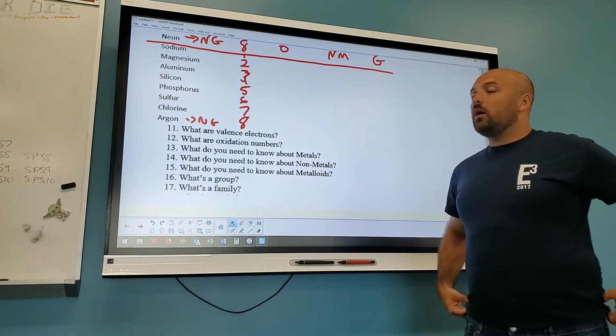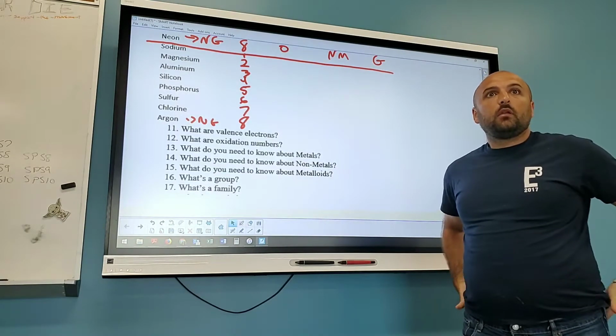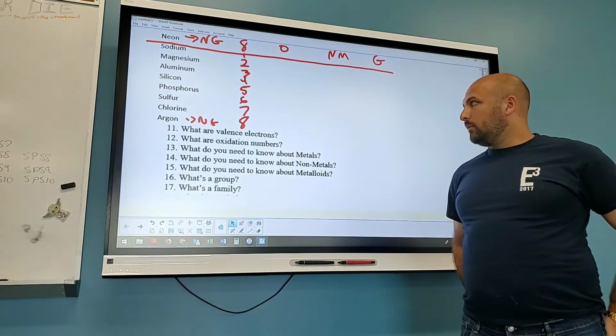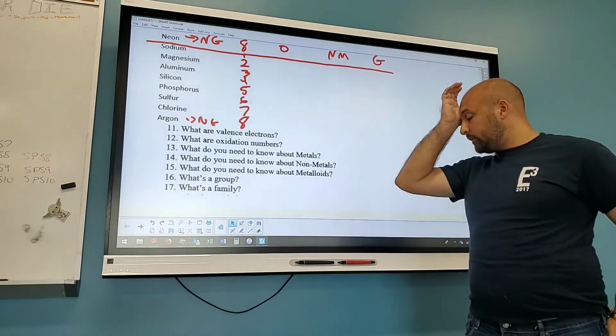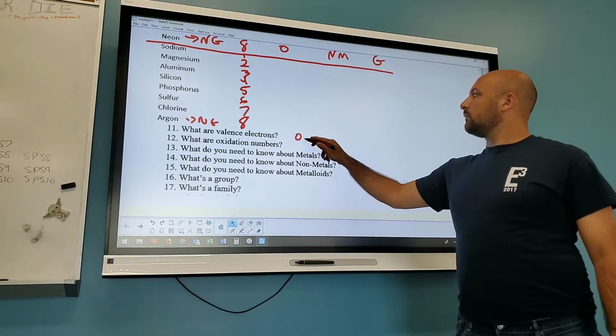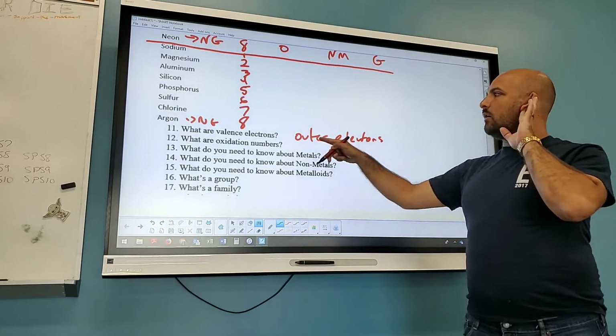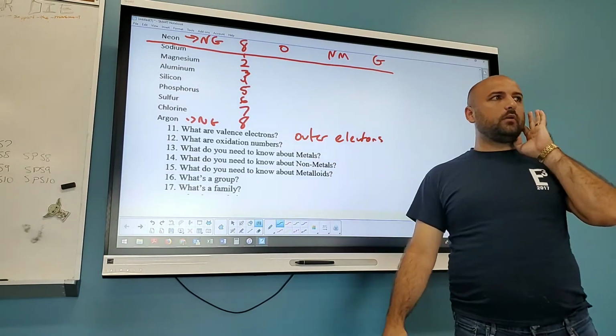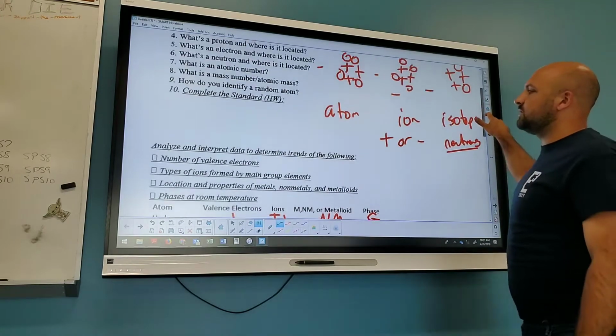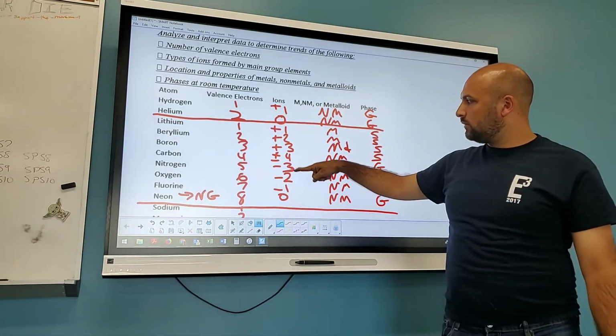So what are valence electrons? The number of electrons in the outermost shell. What are oxidation numbers? What is it? Number of valence electrons. No, that's the valence electrons. What's oxidation number? Look at these. When we list the oxidation numbers, what do we see here?